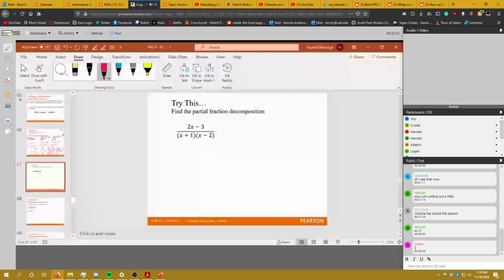So you try this one and see if you can come up with the partial fraction. So remember, you want to set it up with your A over x plus 1, B over x minus 2. And I'm going to just let you have a few minutes to work on that one. If anybody finishes, you can type your answers in.